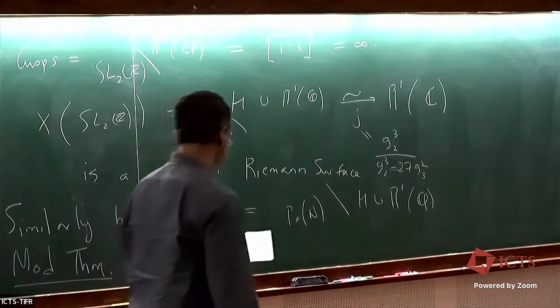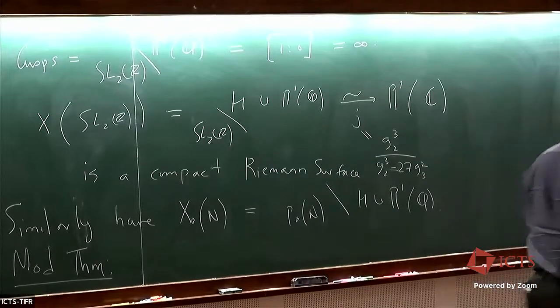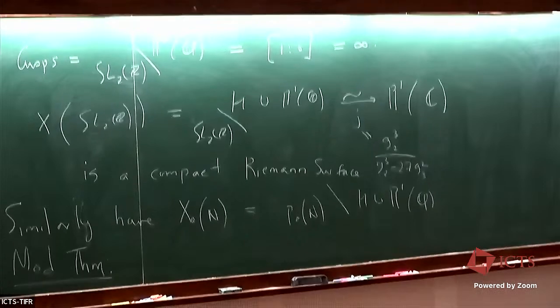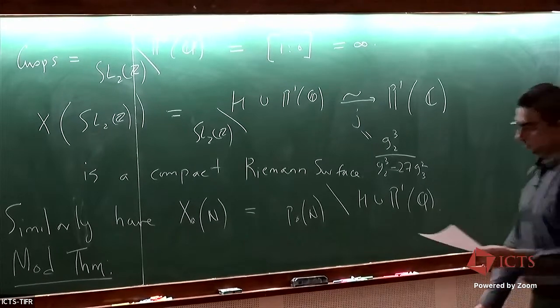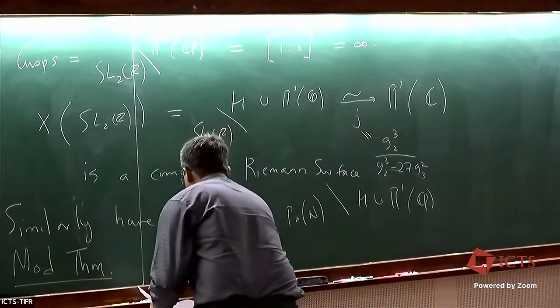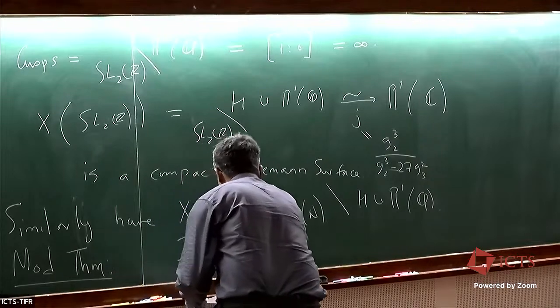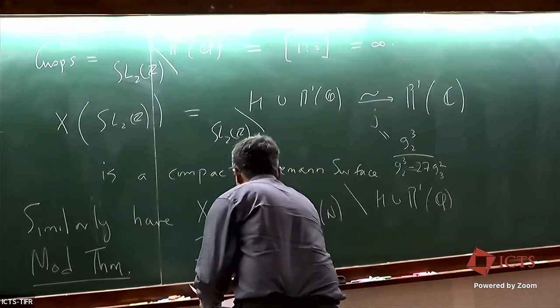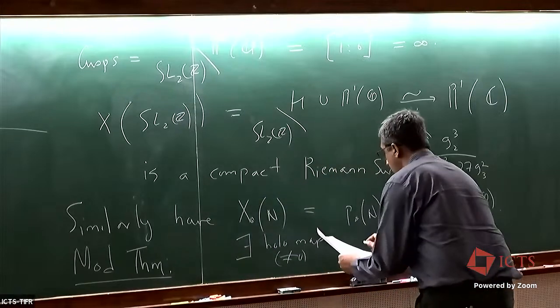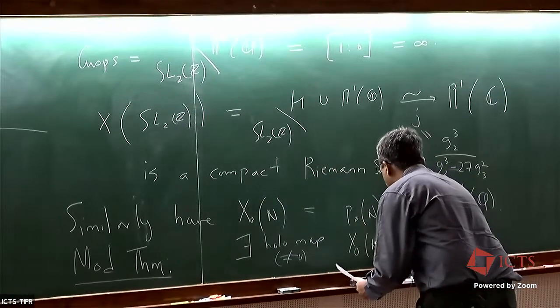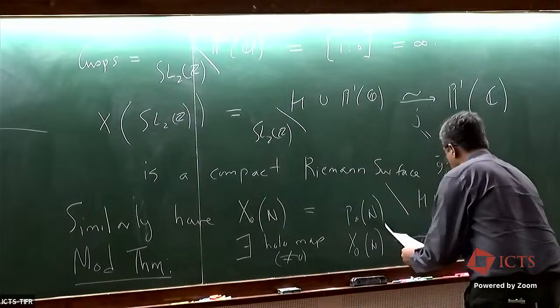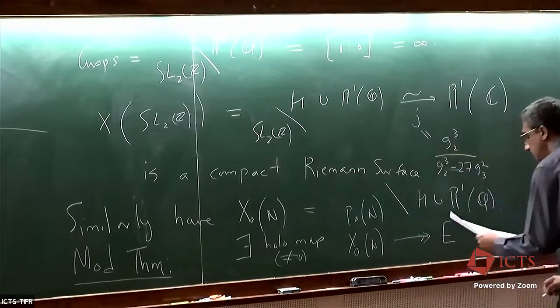You can restate it in this more sort of algebraic geometry language, or maybe even complex analysis language. So there's a non-zero holomorphic map from X_0(N) to E, given any elliptic curve over Q.